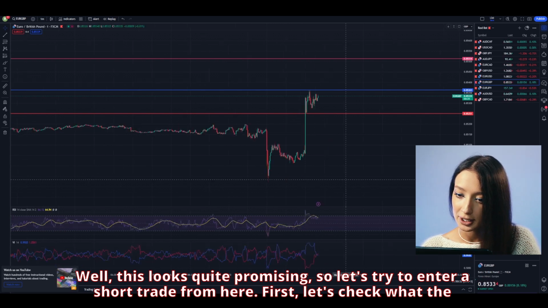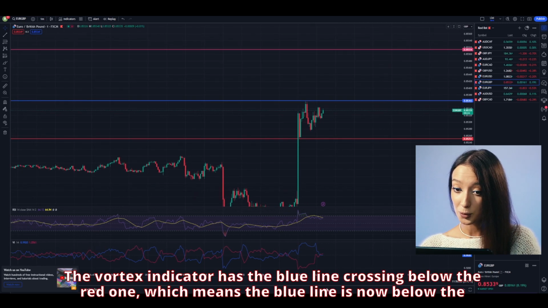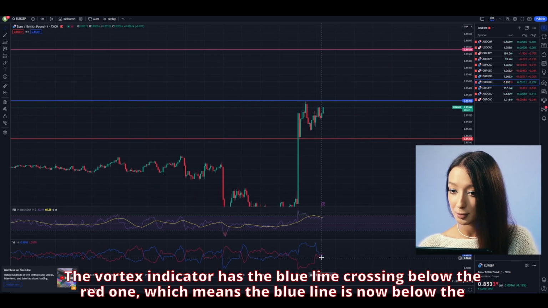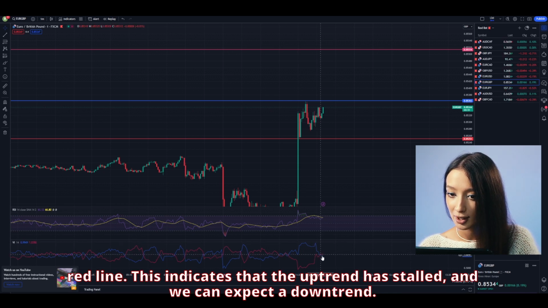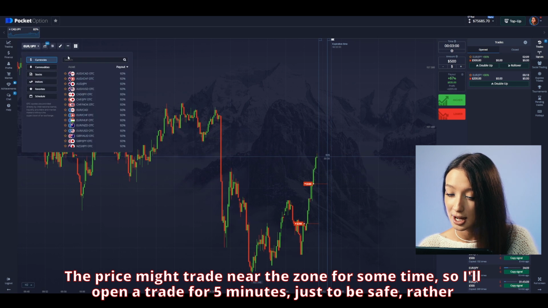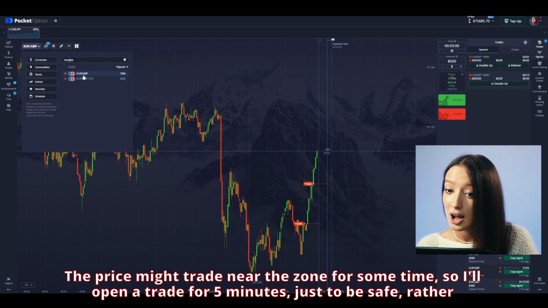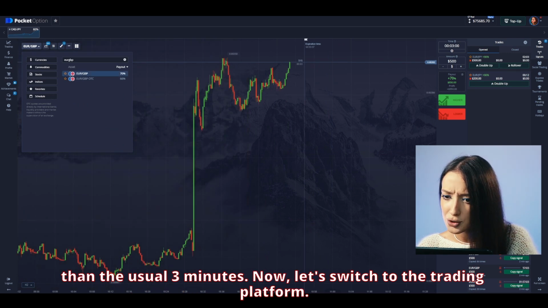First, let's check what the indicator shows to enter at the best time. The Vortex indicator has the blue line crossing below the red one, which means the blue line is now below the red line. This indicates that the uptrend has settled, and we can expect a downtrend. The price might trade near the zone for some time, so I'll open the trade for 5 minutes, just to be safe, rather than the usual 3 minutes.